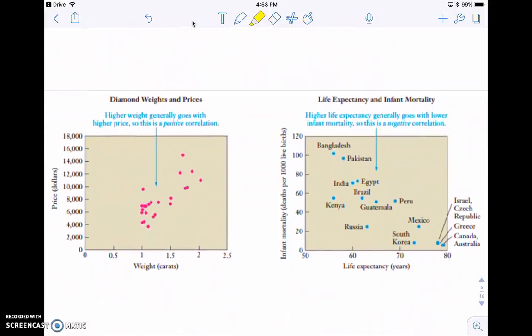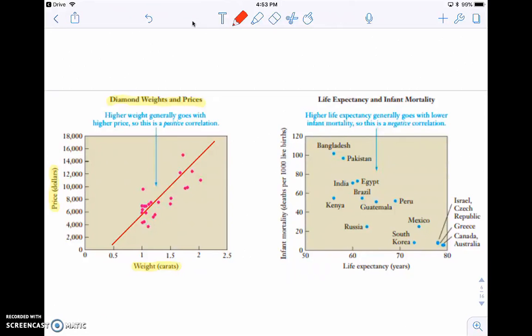Now we're going to look at a couple of different scatter plots and find positive and negative correlations here. If we look at this first one, this is diamond weights and prices. We have the weights and the price, and notice that they have an upward trend. If I were to draw a line, something like this, approximately, notice that that is the trend that they tend to follow. It's not perfect, obviously, those dots aren't all on the line, but that's a trend.